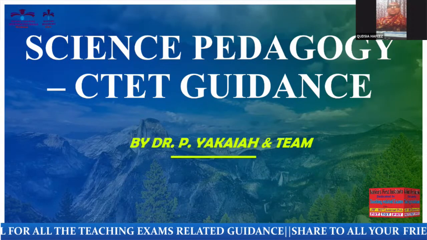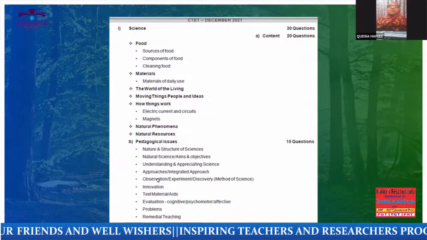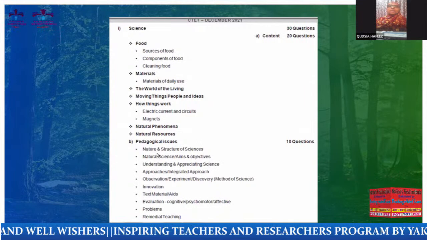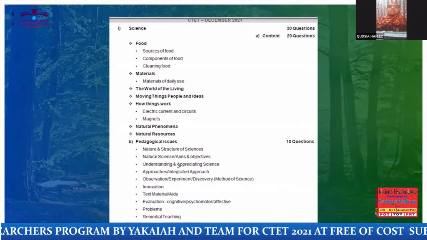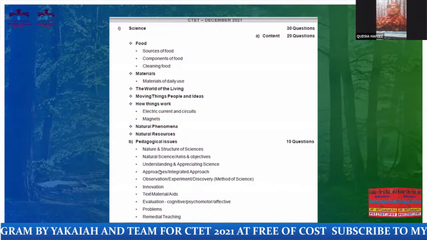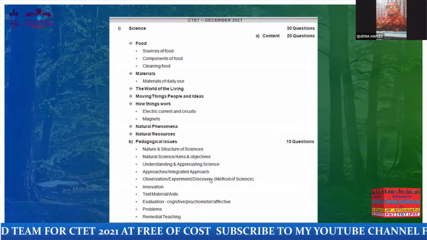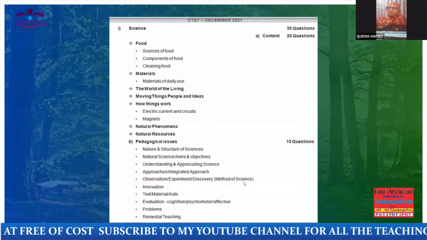And we are proceeding further in our science chapter here in the pedagogical issues, that is, methods of science. Okay, so we have completed nature, structure of sciences, natural science, aims and objectives, understanding and appreciating science, approaches, integrated approach, and we have also seen all these four chapters in detail. Now we are proceeding further with the next chapter, that is observation, experiment, discovery, the methods of science. Okay, that is the methods of teaching science.